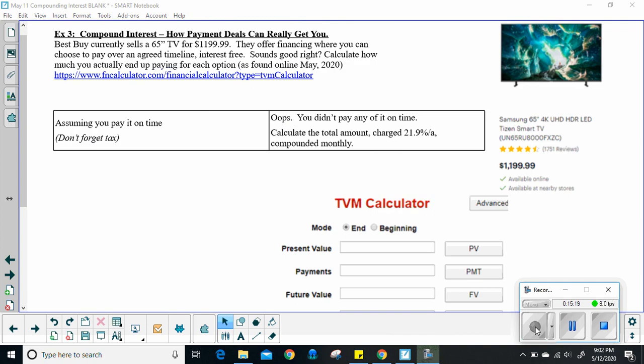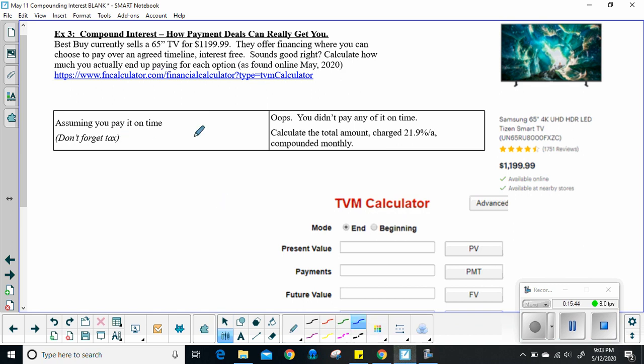All right, let's look at some real world examples. So I went online, I looked at Best Buy, checked out their flyer, took a little screenshot here, and they're selling a 65-inch TV for just over $1,000. That's pretty good. They offer some financing. You can choose to pay over a great timeline, interest-free. That sounds pretty good, right? But let's see if we can't figure out a few important things that we need to know about that.